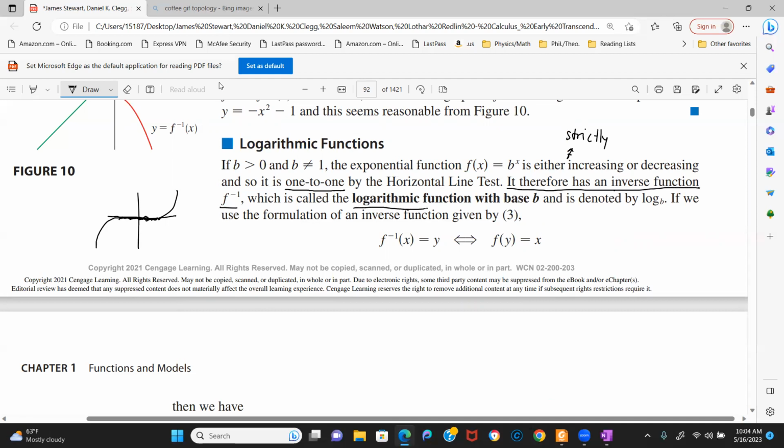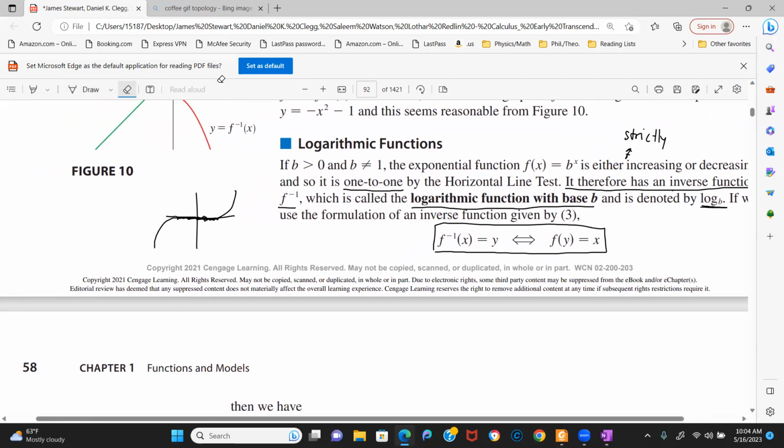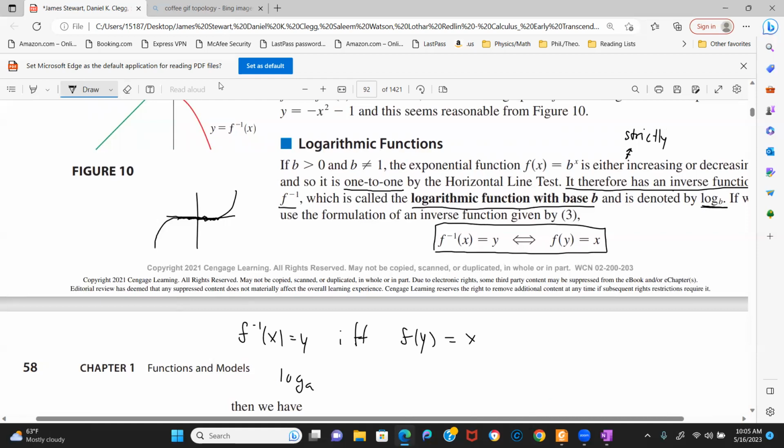And you're going to call this the logarithmic function with base b, and then you use this notation. So log base b is by definition the inverse. And remember, this is how you define an inverse function right here. So we can retranslate this. So f inverse of y is equal to x, or actually they do it the other way around: f inverse of x is equal to y if and only if f of y is equal to x.